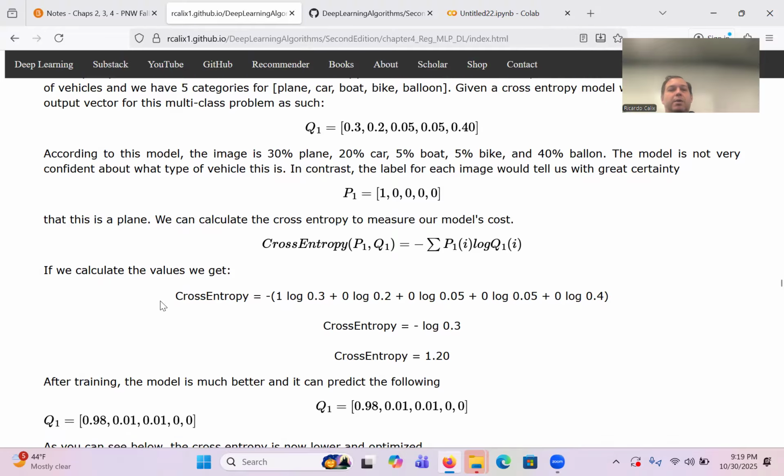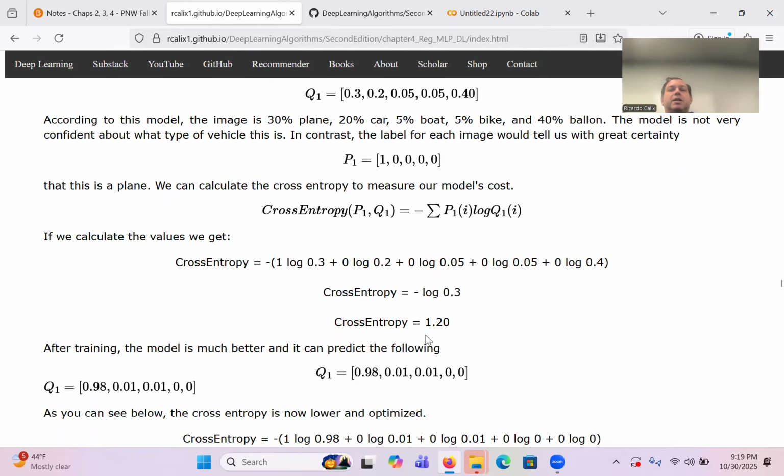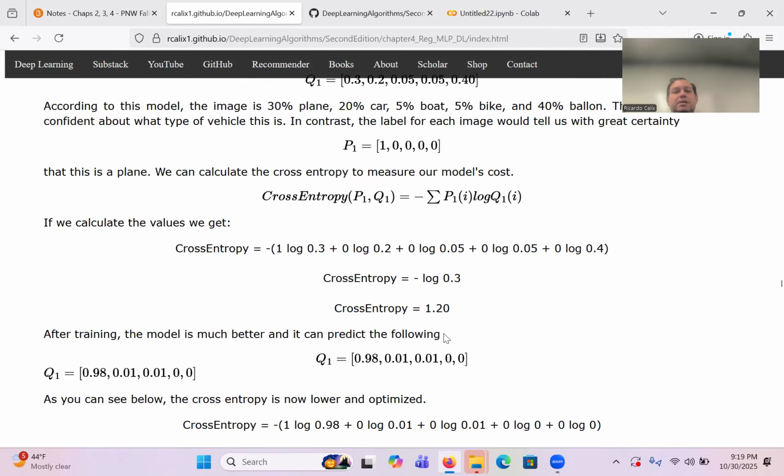So now, how do we do the computation? Well, it's going to be 1 times log of 0.3. Do you see the 0.3 there? Plus 0, because it's a 0 here, times log of 0.20, and so on for all of them, right? There's uncertainty. When we do this calculation, it gives us 1.20. Our goal is what? Cross entropy should go down, right? So we try another set of weights, but informed correctly by stochastic gradient descent.